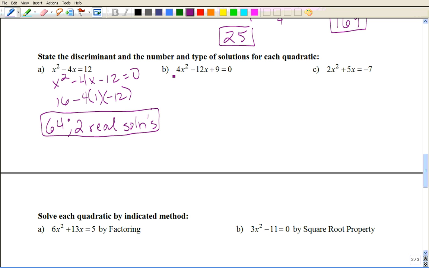For part B, b squared minus 4ac. So b squared is negative 12 squared, so that's 144, minus 4 times a, which is 4, times c, which is 9. So that's 144 minus 144, so we get 0. So the discriminant is 0, and because it is equal to 0, that means we have 1 real solution.